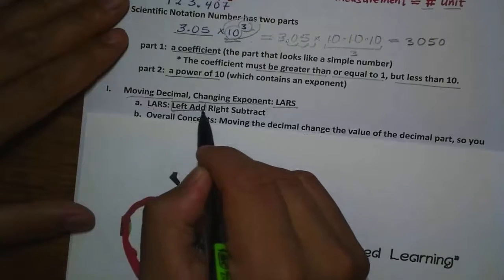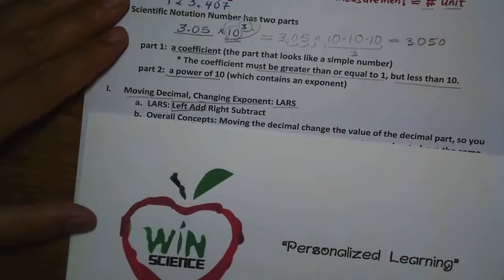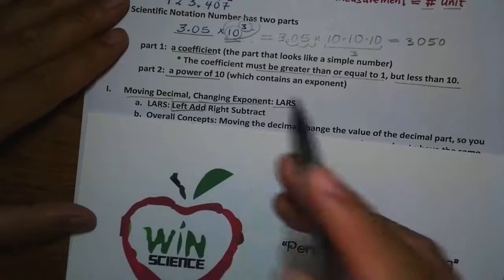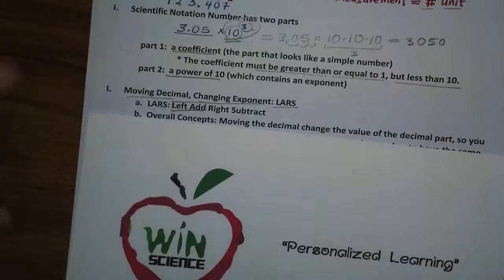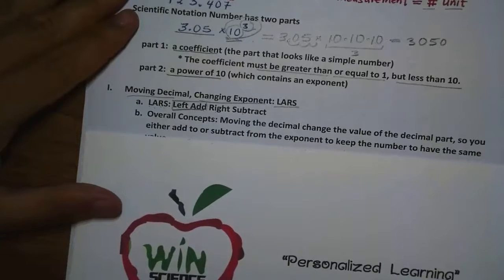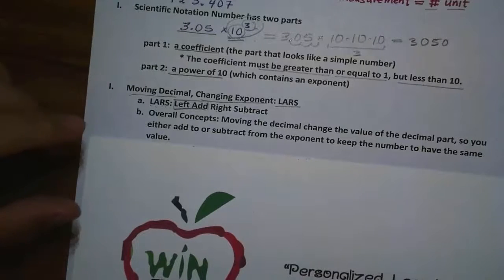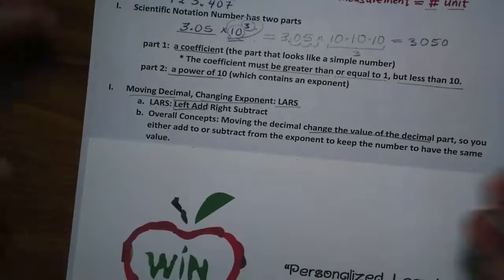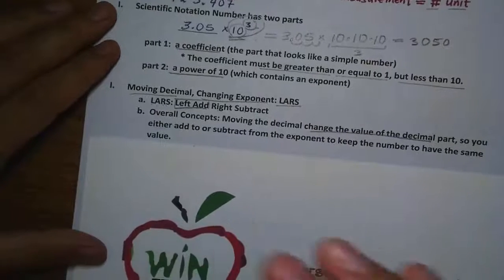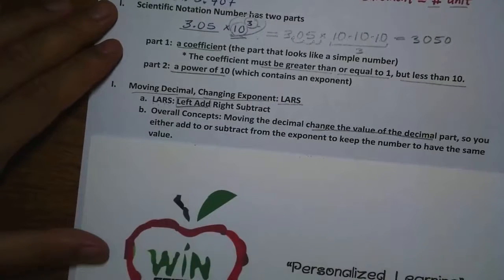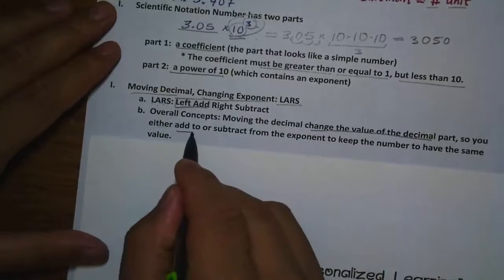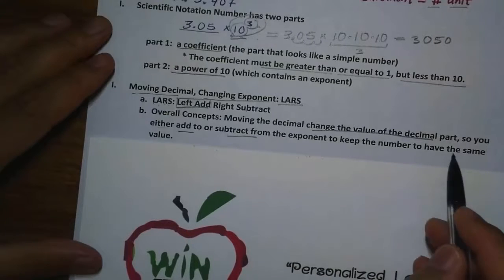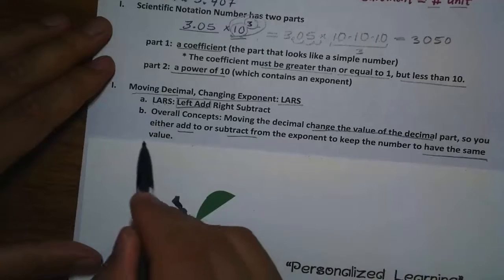So when you move to the left, you add to the exponent. And R is moving to the right. S is subtract from the exponent. So LARS, keep that in mind. So the concept again is when you move the decimal, you change the values of the decimal part, just like we did here, right? But you have to keep the values of the entire number the same, so you either add to or subtract from the exponent. That way, the values of the numbers stay the same.